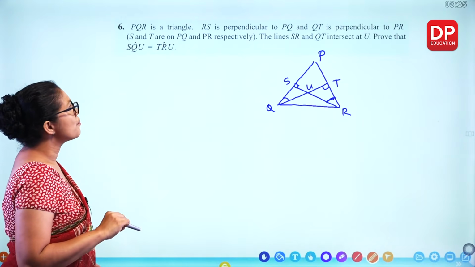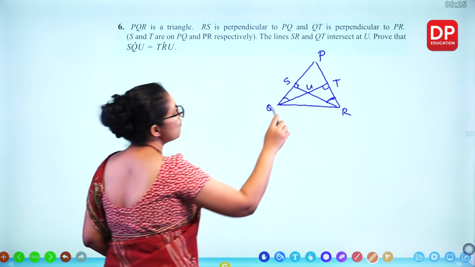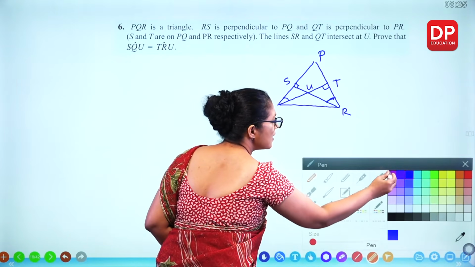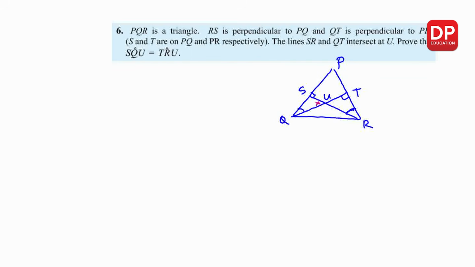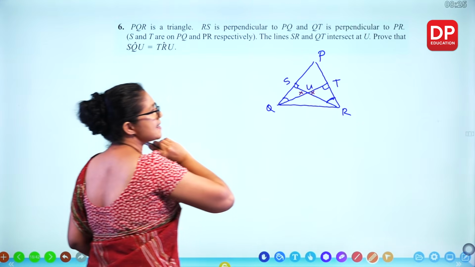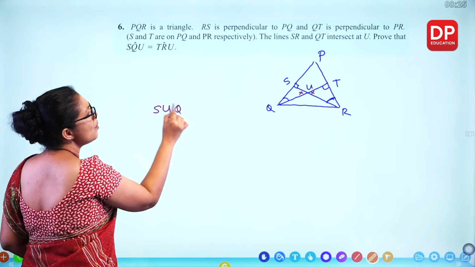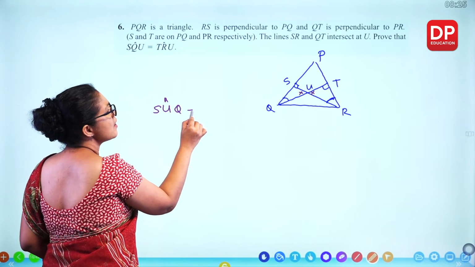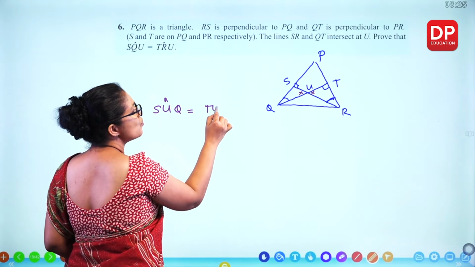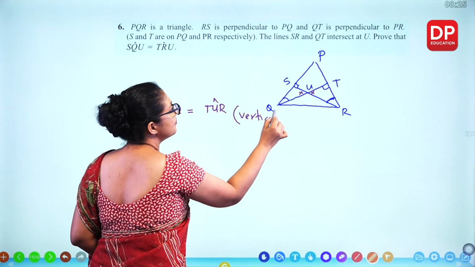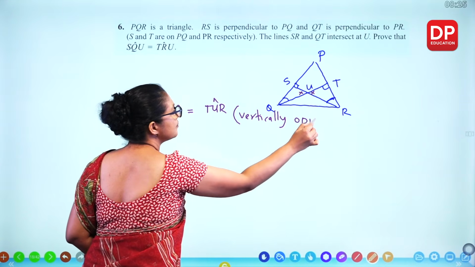So how can we prove that? Look carefully according to this one. Now we'll take this angle as x. So I can write this angle is equal to this angle. Those two are vertically opposite angles. So I can write SUQ angle is equal to TUR angle, vertically opposite angle.